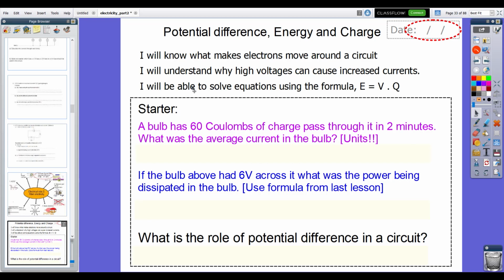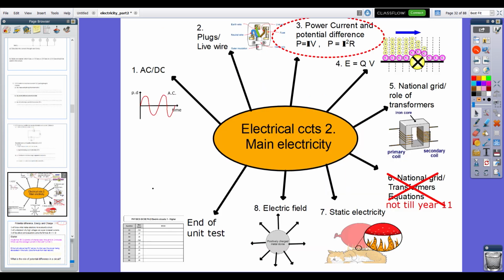Welcome to today's lesson on potential difference, energy and charge. Where are we? Well, we're now on to this lesson here. E equals QV, or equals VQ.